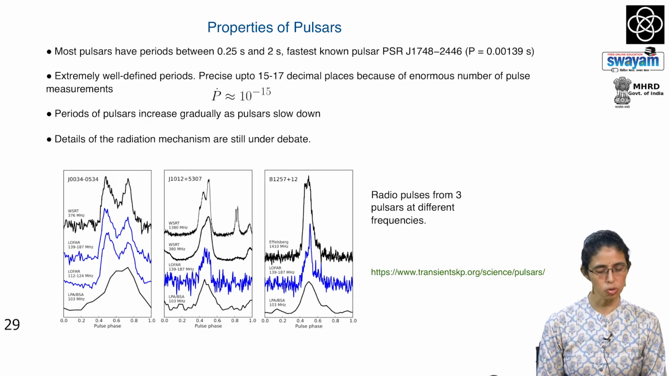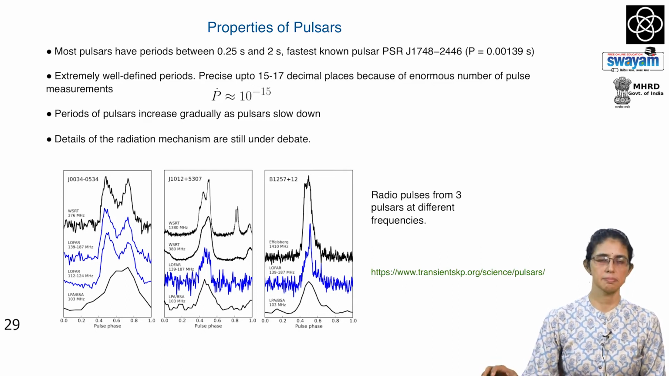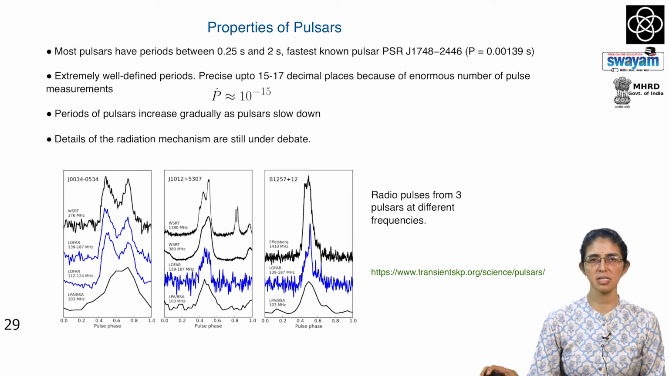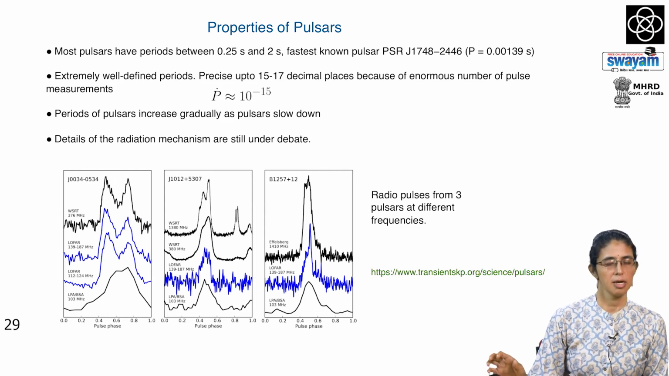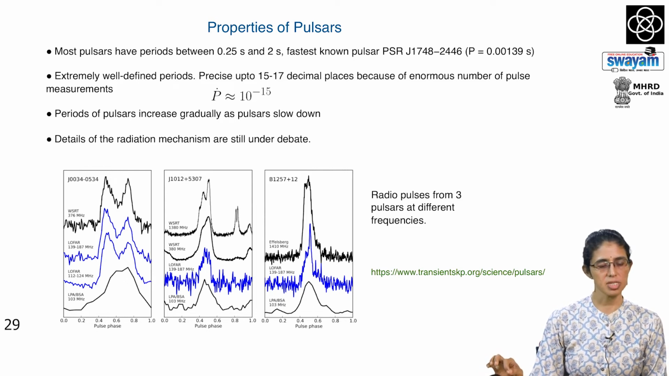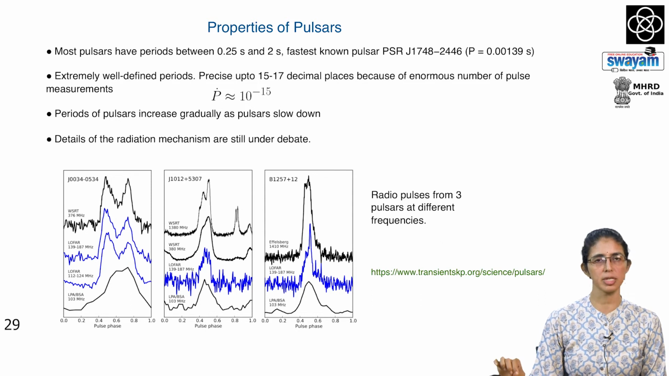Below what is shown are the pulses observed from 3 pulsars at radio frequencies, and each panel shows the pulse shape at different frequencies. One can see that at different frequencies the pulse shape is slightly different, and other effects need to be considered in order to understand this change in the shape of the pulses.